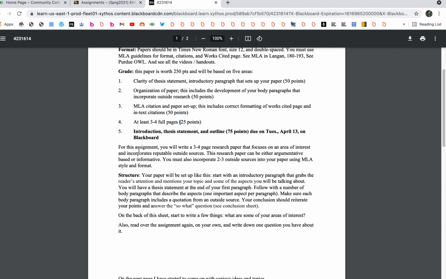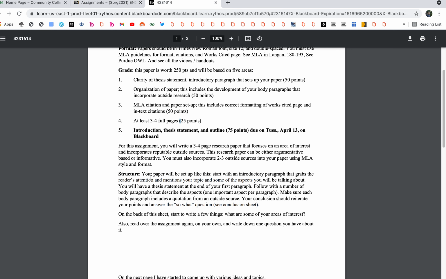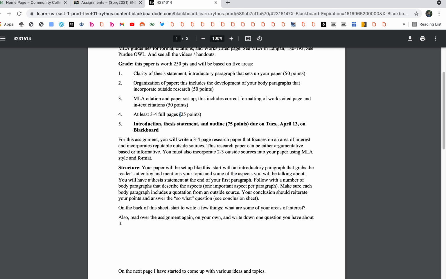You must also incorporate 2 to 3 outside sources into your paper using MLA style and format. Structure the same as all of them, right? Your paper will be set up like this. Start with an introductory paragraph that grabs the reader's attention and mentions your topic and some of the aspects you will be talking about. The introduction format follows all of our other introduction formats. You're jumping right into the paper. You're touching upon what you're going to be looking at. And at the end of your intro, you'll have a thesis statement that articulates the main idea of your paper.